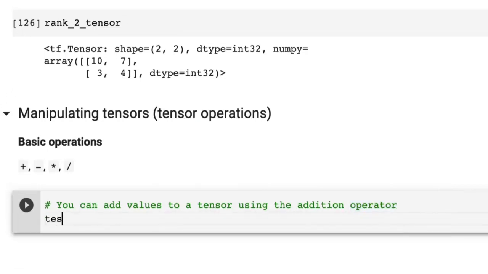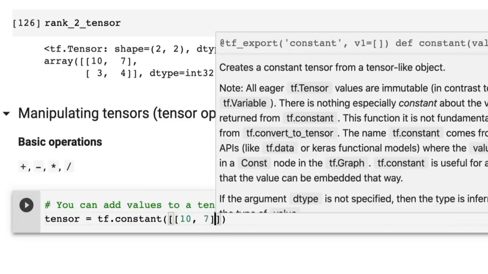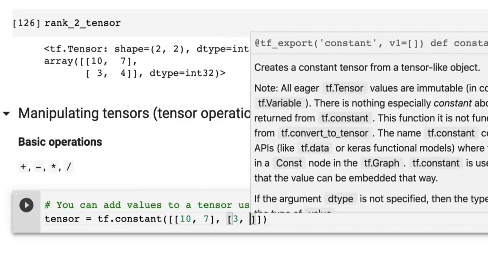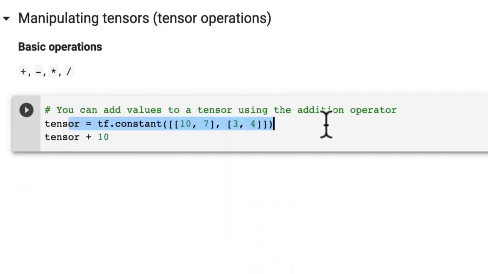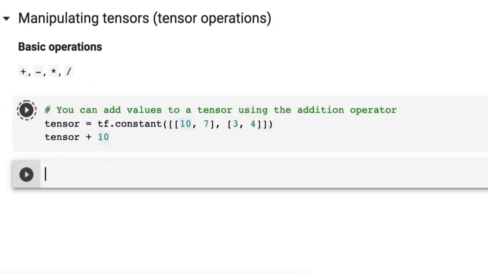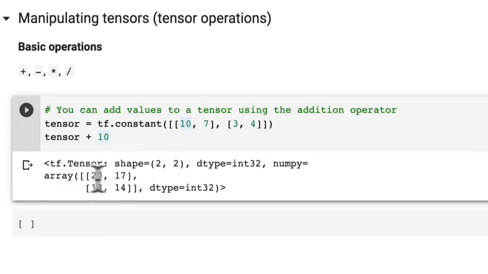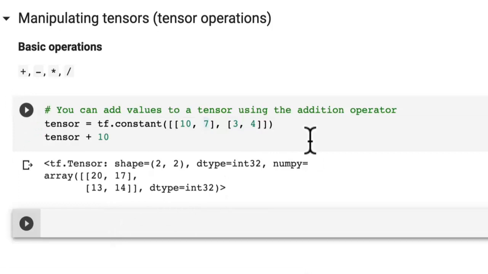Let's create a tensor equals tf.constant, and we might make it 10, 7, my favorite, and 3, 4. Now if we go here, plus 10, what do you think will happen? This is our tensor here. If we just use the basic operation of tensor plus 10, wonderful. We get 10 plus 10 is 20, 7 plus 10 is 17, 3 plus 10 is 13, and 4 plus 10 is 14. Wonderful.